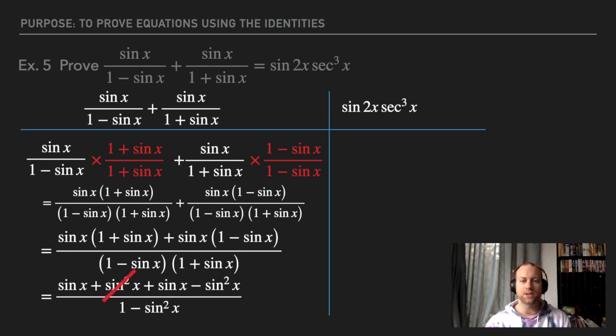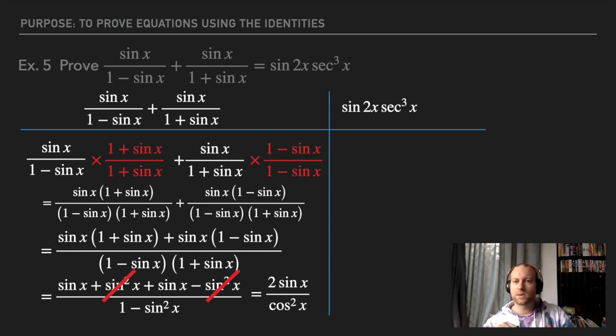These two actually end up canceling each other out. On the top, if I combine the two sine x's, I get 2 sine x. In the denominator, we're dealing with, again, the Pythagorean identity. So I'll end up with 2 sine x over cos squared x. There's not a whole lot of manipulation I can do from there, so I'm going to leave the left-hand side for now. But sometimes if you get stuck on one side, you can start working on the other side.